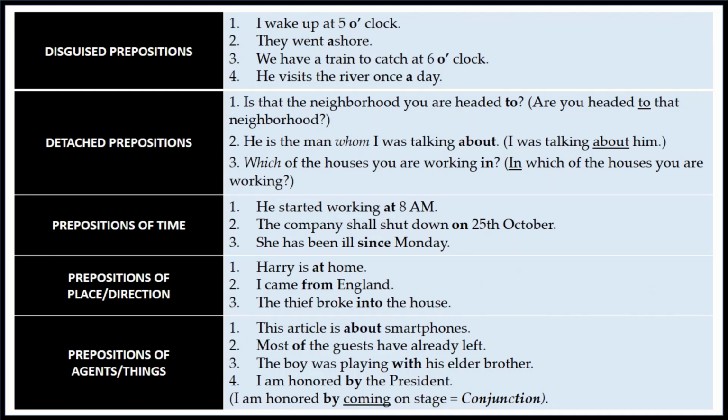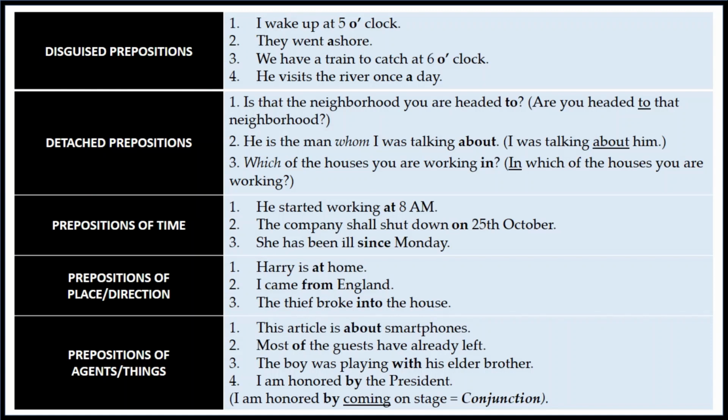Then we have disguised prepositions. They are disguised in two letters, either A or O. For example, I wake up at 5 o'clock. O, it's a disguised preposition. They went ashore. A, disguised preposition. We have a train to catch at 6 o'clock. O, again a disguised preposition. He visits the river once a day. A, it's a disguised preposition.